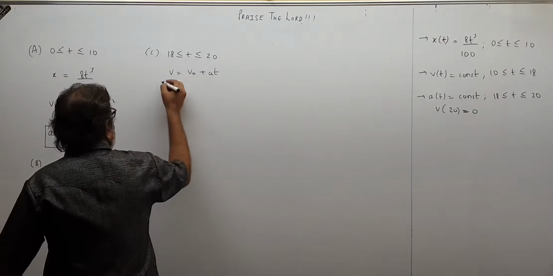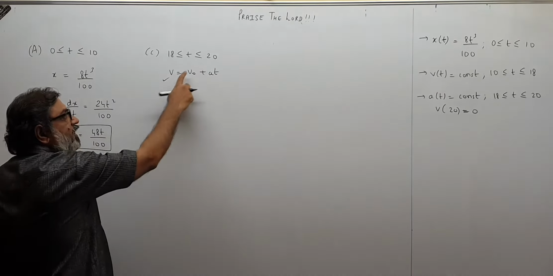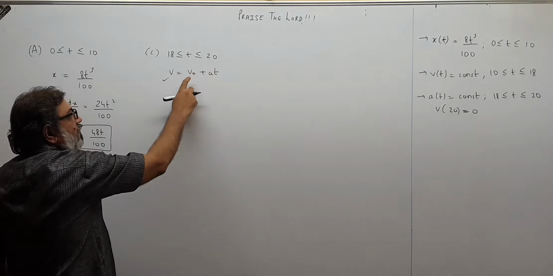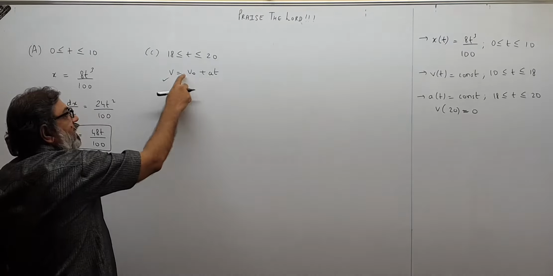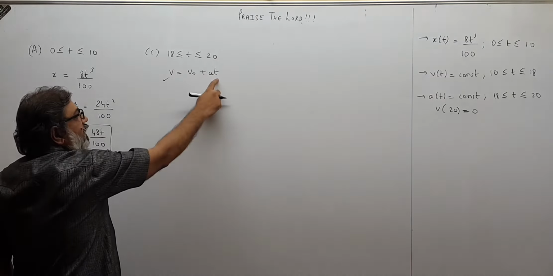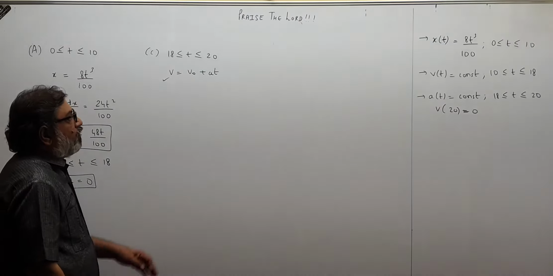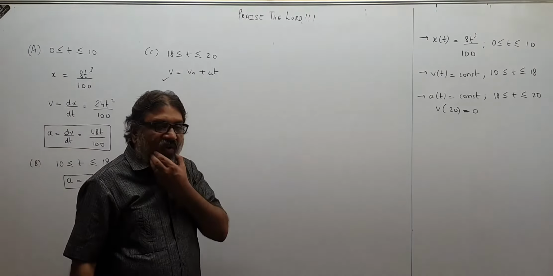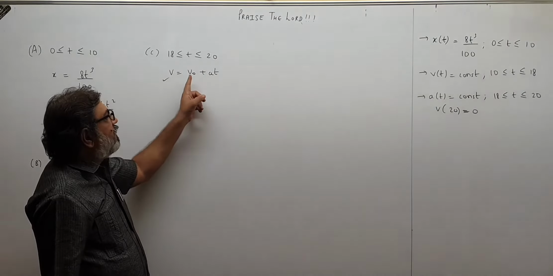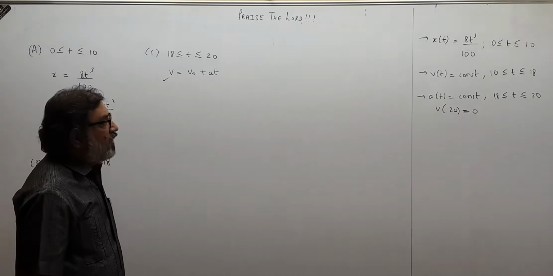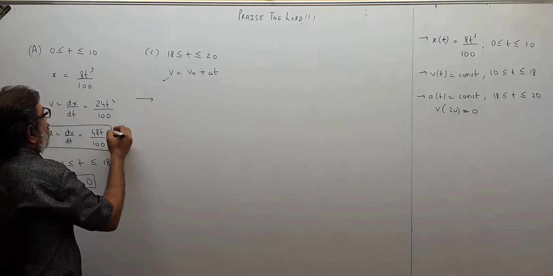So v I know is 0, the final velocity at the 20th second. I should know what is the velocity at 18 seconds. Then I put v and vo. Time interval I know it is 2 seconds. I put it over here and I get the value of a for 18 to 20 seconds. So now I should know the velocity at 18 seconds. So therefore I again begin my question.